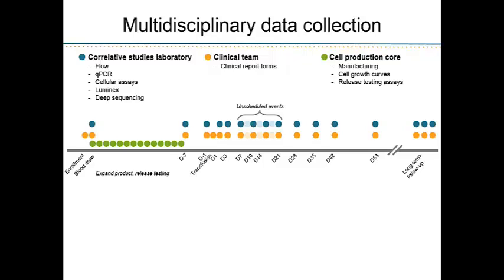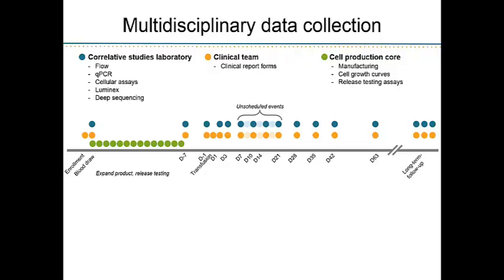However, we do receive other data from the clinical team and the cell production core, which produces these T cells for us. And each of these groups has different data that we collect. So, for example, the Correlative Studies Laboratory, which is these blue dots here, is collecting flow, qPCR data, cellular, and luminex assay data, and then we send out some samples for deep sequencing. So at any blue dot on this timeline here, we can collect any or all of these data sets.